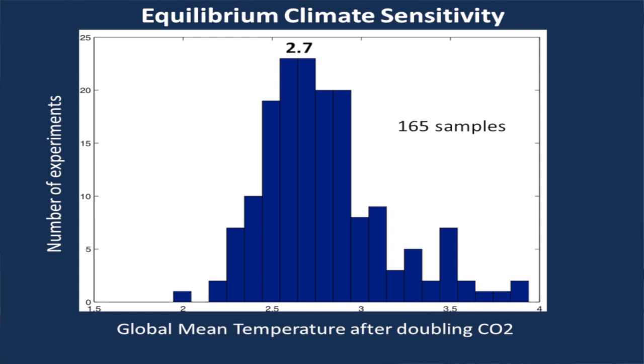We took every 10th one to do global warming experiments. And when we do those global warming experiments, we get a range of climate sensitivity between 2 degrees and 4 degrees. So that's the range in the amount of warming that would occur after we double CO2. And this is the effect of the uncertain parameters on the strength of that warming.